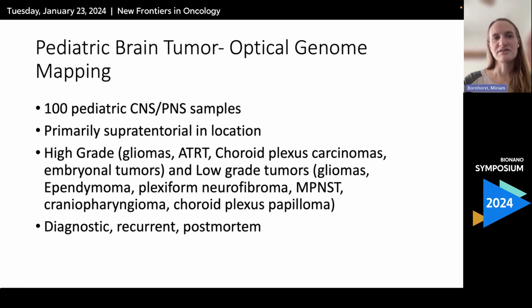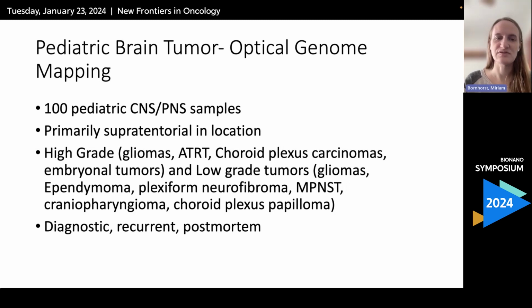So in my laboratory so far, I've looked at about 100 pediatric central nervous system and peripheral nervous system samples using optical genome mapping, really to try to look at the structural variant variations, not only things that we already know, but also new things that we can potentially learn more about the tumor with.